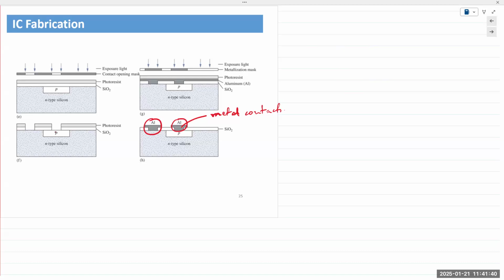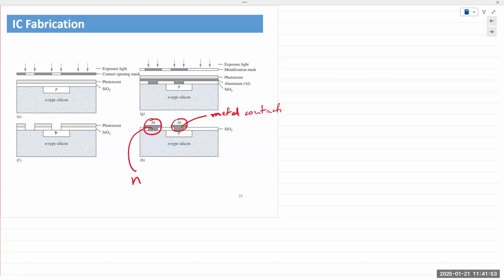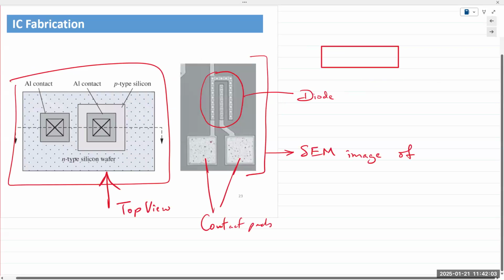So we make metal contact pads, separated by an insulating material. The one on the left is connected to the N-type material, and the one on the right is connected to the P-type material. And so those contact pads that you see here in this side view are basically this in the top view.